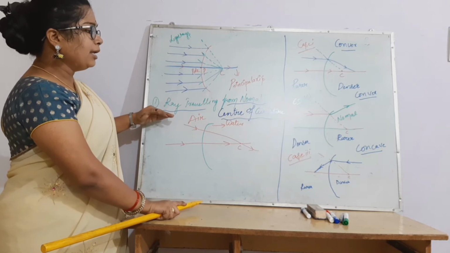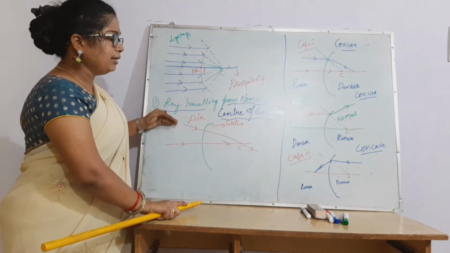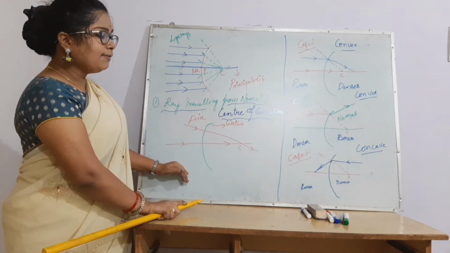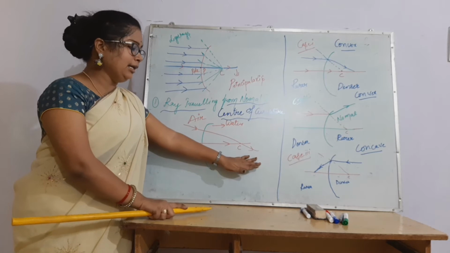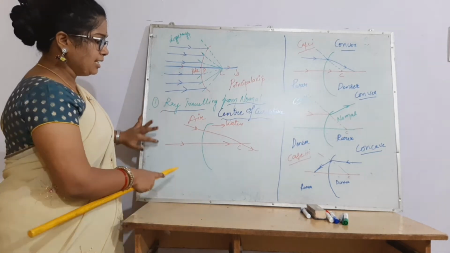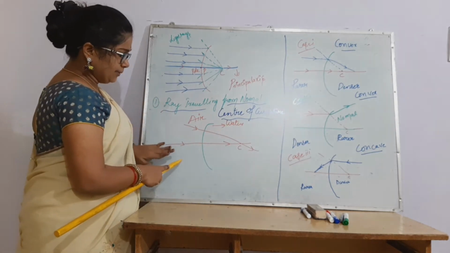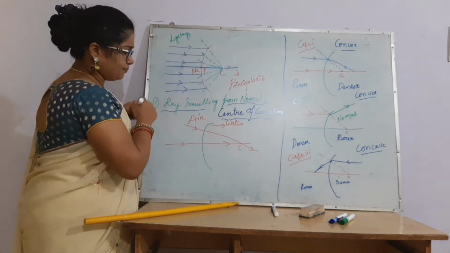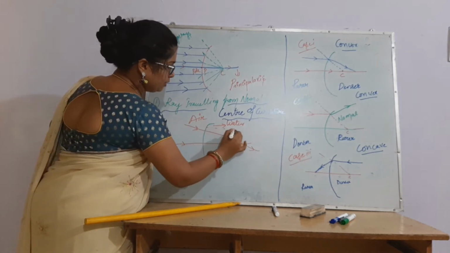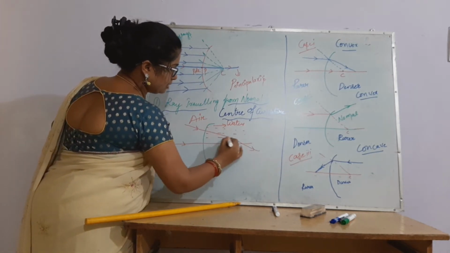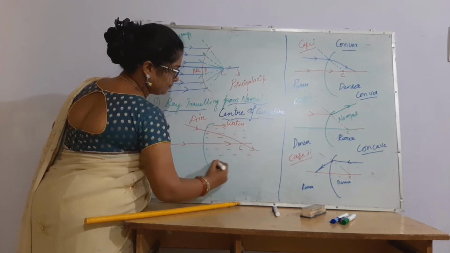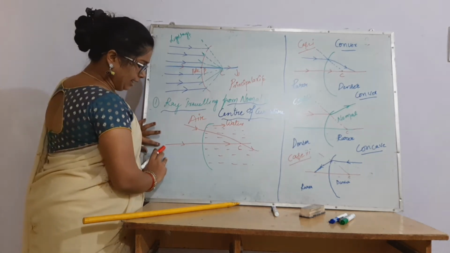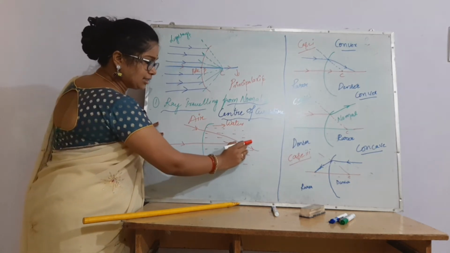And see here, according to Snell's law, when a light ray falls on the normal, it does not get deviated. So, suppose this is air and this is water. Two different media, isn't it? Denser and rarer, you can say. Rarer media, denser media.